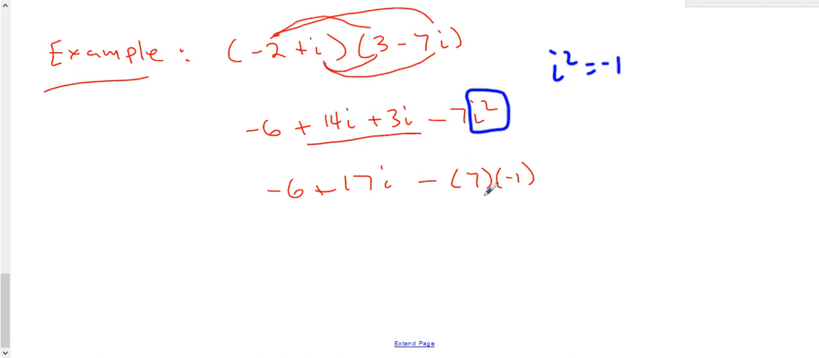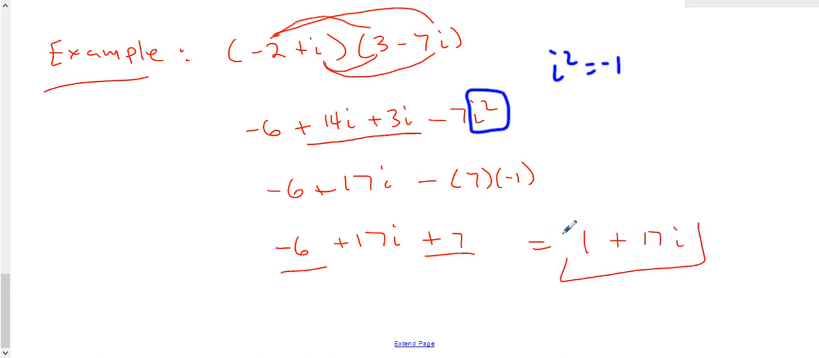So simplifying that up, I get negative 6 plus 17i minus 7 is like having negative 7 times negative 1 would be positive 7. And I'm going to combine my like terms here with the negative 6 plus the 7 to get positive 1, and I get 1 plus 17i, and that is my final answer. Okay, so it's working through just like we would having a variable, but a variable with some special properties when we run into the exponents. And that is the first day of 1.4.